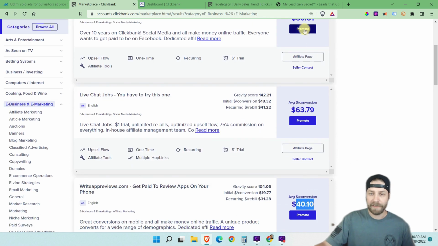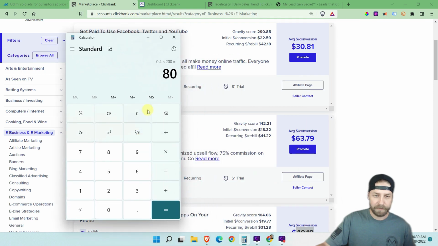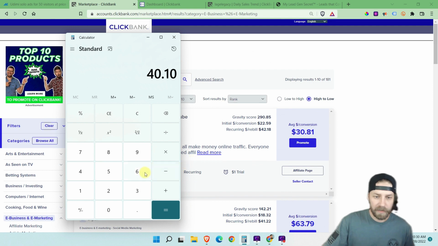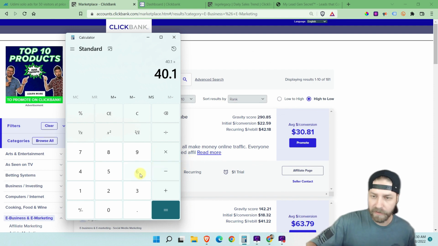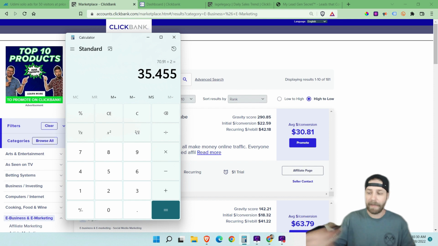So I've taken these two values, 40.10. Let's take this over here. We'll clear it. So 40.10, and then we'll go plus 30.81 is 70.91, and that's two offers, so I have to divide by two. So the average conversion rate between those two offers, if you're just rotating back and forth like I am, I have split my offers to my leads. So I'm going to round this up since it's a 5 right here to 35.46.